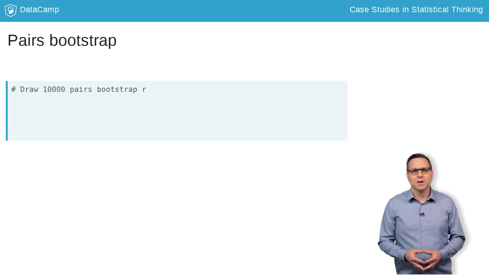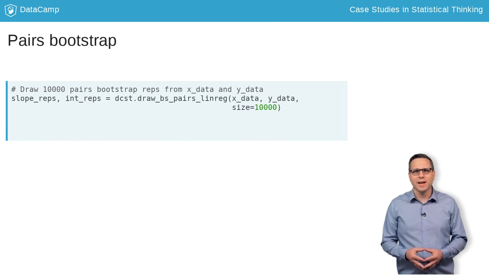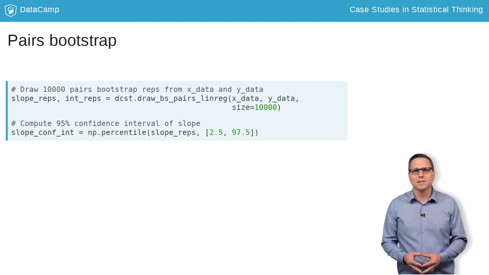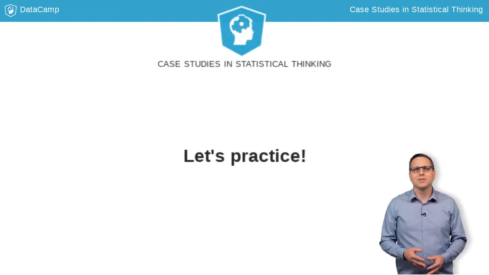You wrote a function called draw_bs_pairs_linreg to do this in Statistical Thinking II. And it is also implemented in the dc_stat_think module. Given x and y data, as well as the number of replicates you want via the size keyword argument, it returns pairs Bootstrap replicates of the slope and intercept. You can then compute the confidence interval from the replicates using the np.percentile function. Now it is your turn to quantify the growth rate of Bacillus subtilis.